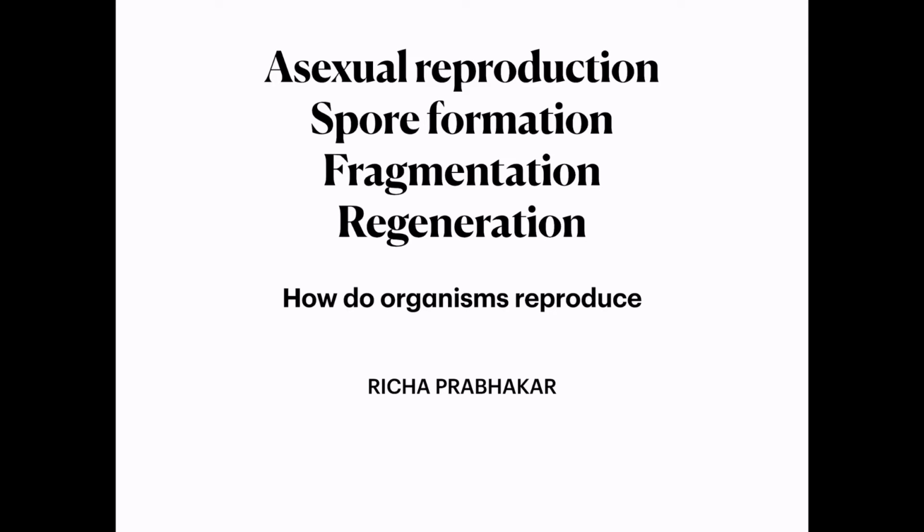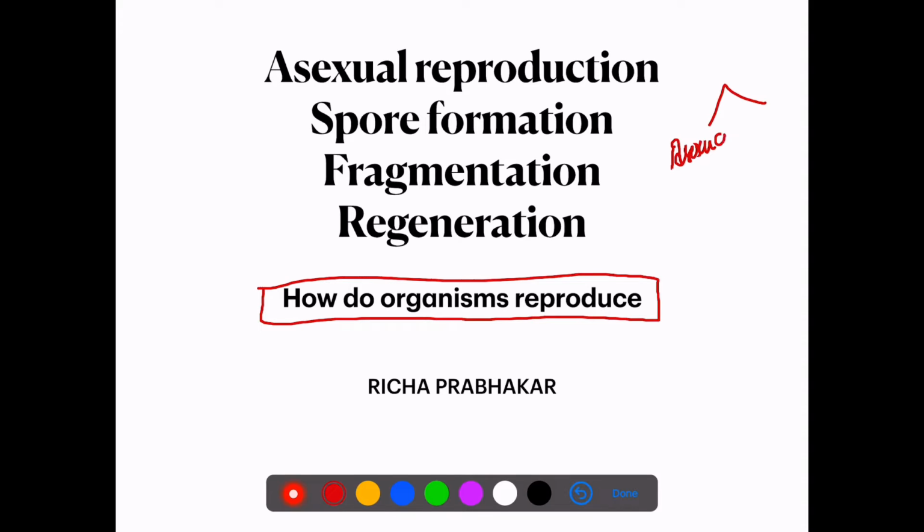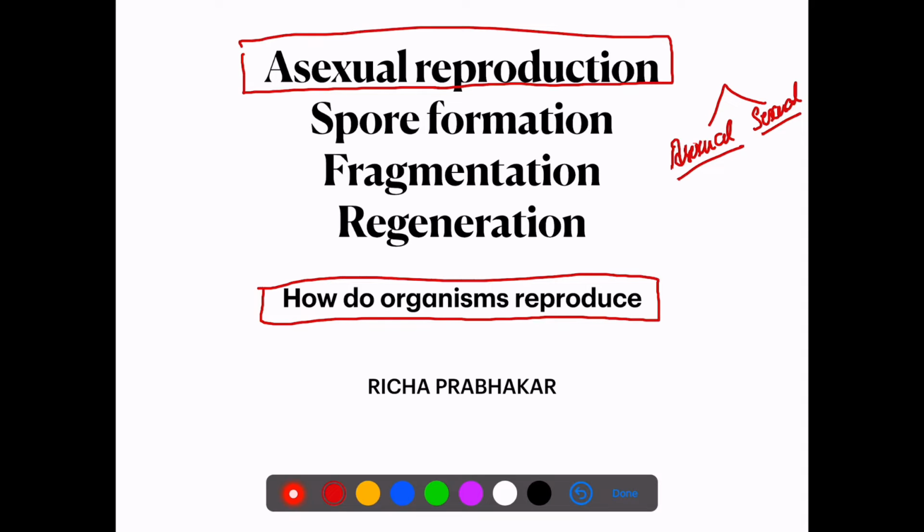So here is your biology teacher Richa Prabhakar, and as we have started with a new chapter, that is how do organisms reproduce, right? And in reproduction you have started with asexual reproduction first. There are two main modes of reproduction, that is asexual and sexual, and we have started with asexual reproduction. In asexual reproduction you have already talked about binary fission, multiple fission, as well as budding.